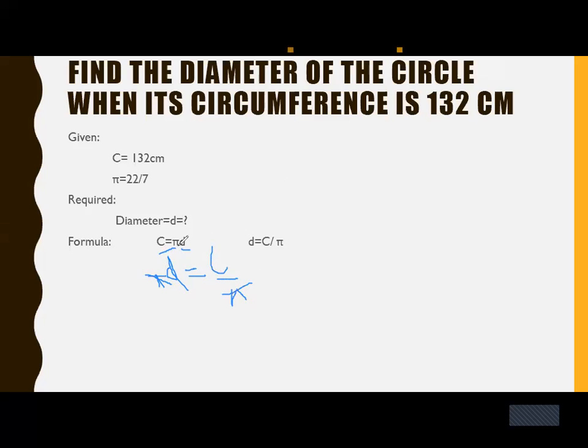Okay, when it is multiplying with d, if we move it to the left hand side, it becomes d is equal to c upon pi. Is it clear? Now we get the equation d is equal to c upon pi. Now, c is here and pi is also here. So, let's start the solution.